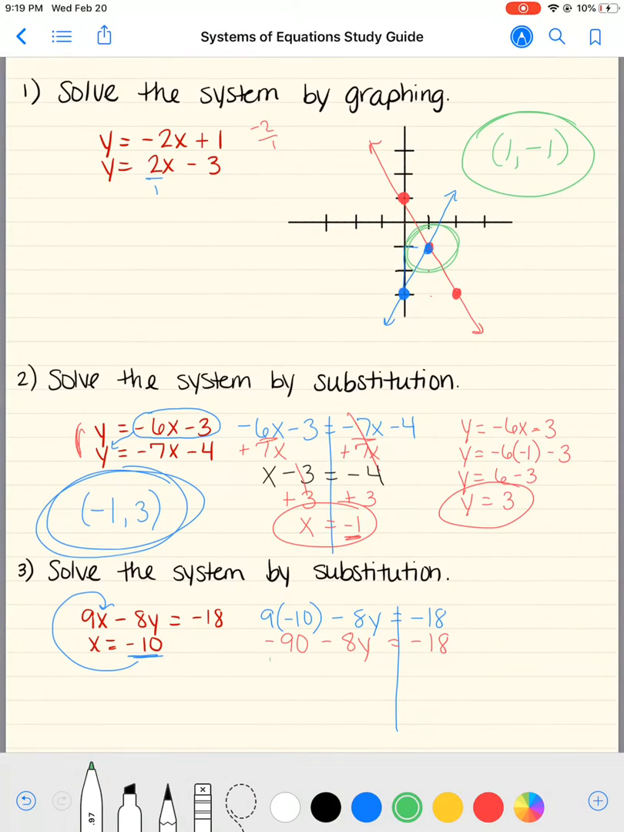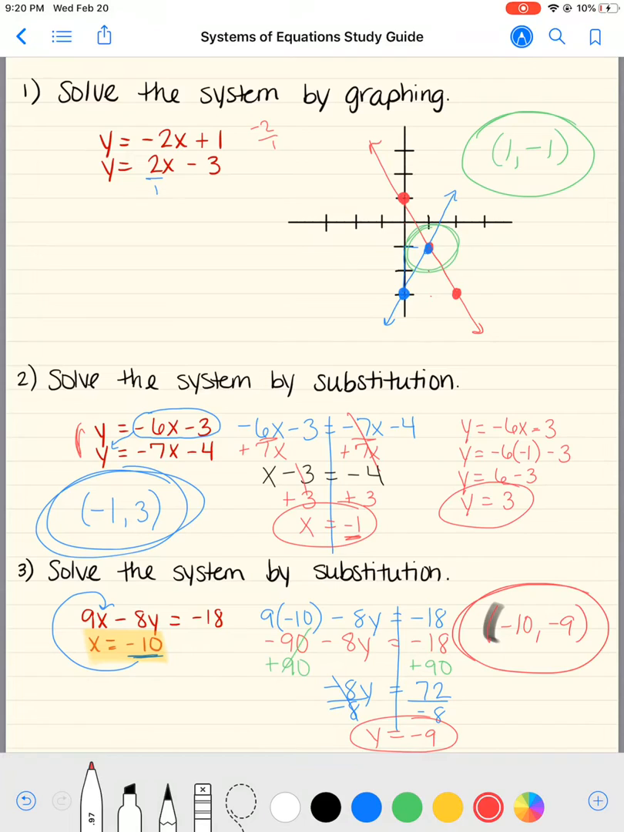Next I need to add 90 to each side to get rid of that. So now I'm left with negative 8y equals, and then negative 18 plus 90, you just subtract those, so you would get 72. And then divide by negative 8. So y is going to equal negative 9. And then the original problem already gave me what x was, so I can just jump straight to my ordered pair, which would be negative 10, negative 9.